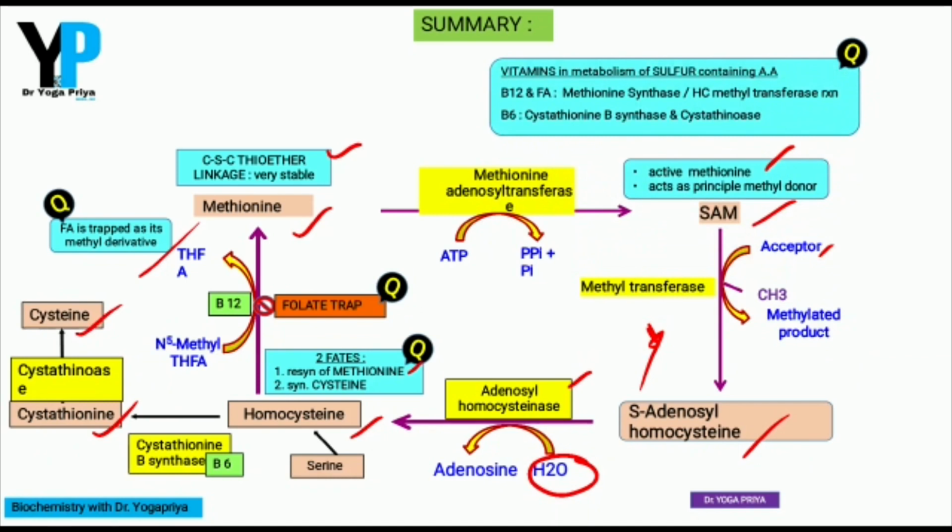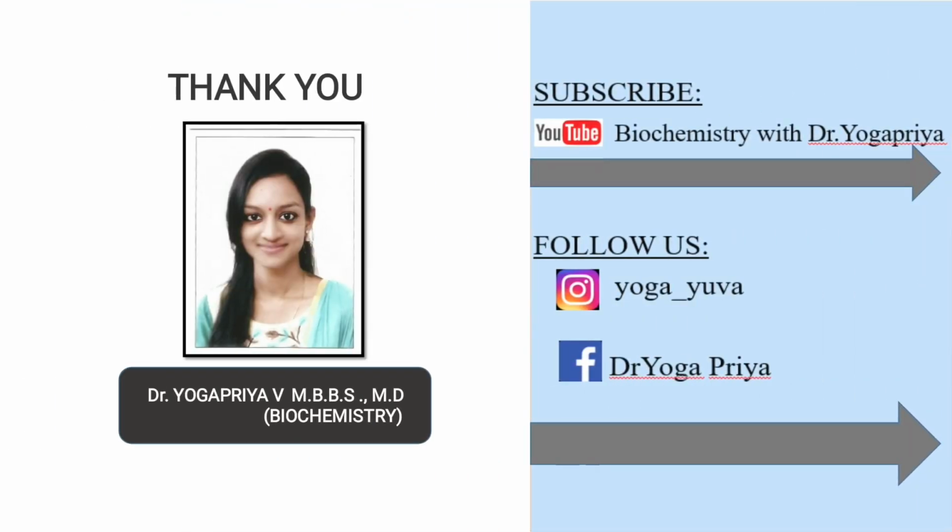What are the important vitamins that are involved in sulfur containing amino acid metabolism? B12 and folic acid we have already seen in the folate trap, and also B6. B6 is linked with the enzyme cystathionine beta synthase and also cystathionase, and B12 and folic acid favor this step, which is catalyzed by the enzyme methionine synthase or homocysteine methyl transferase. I hope you all understood the overview of methionine metabolism.